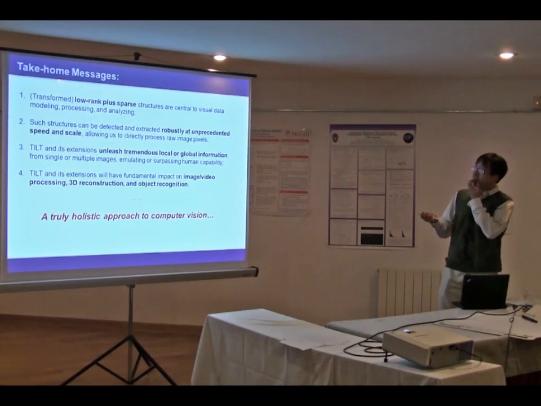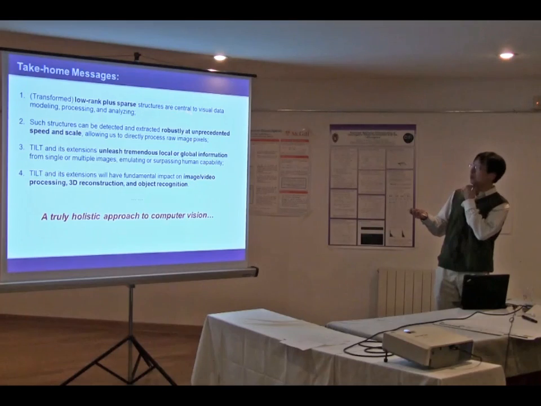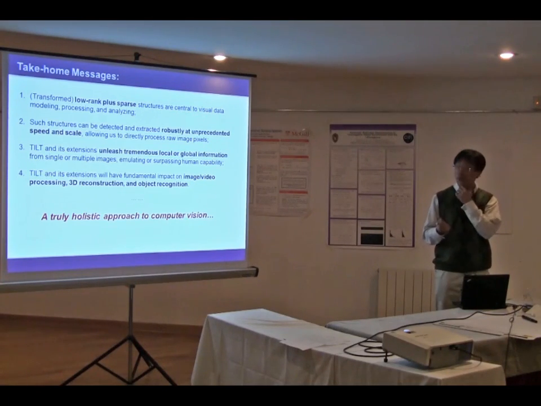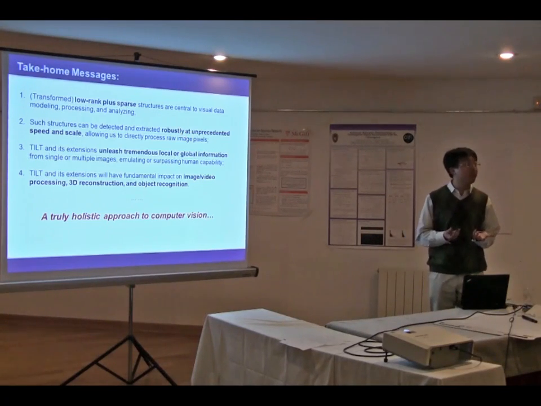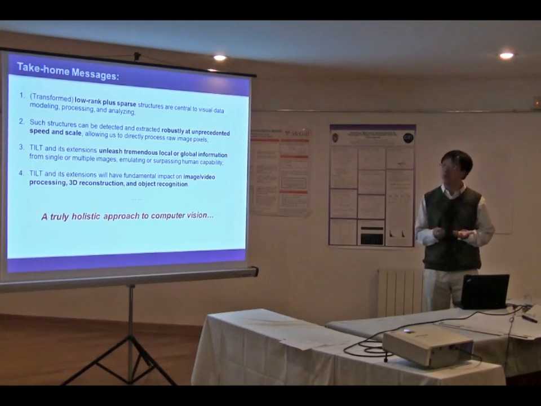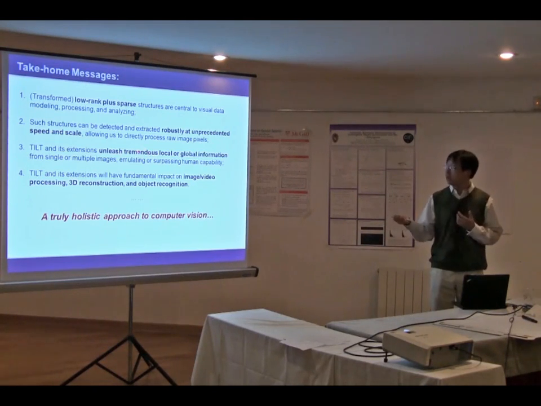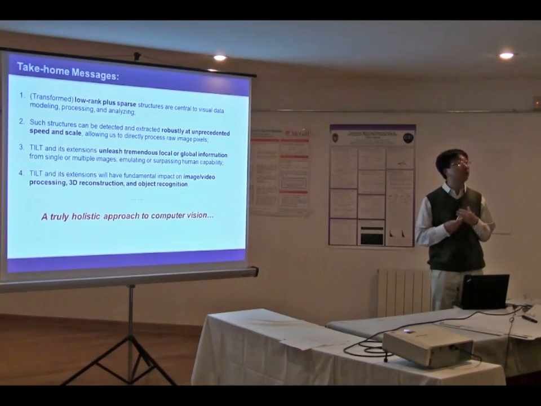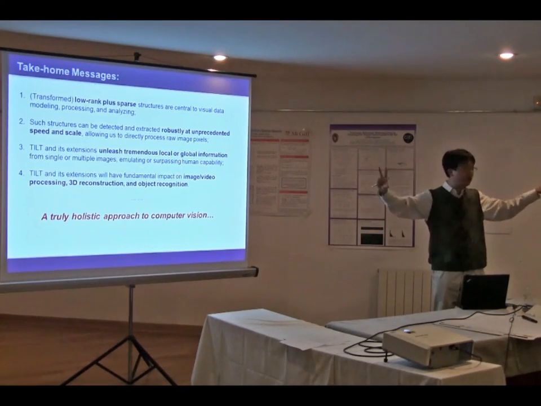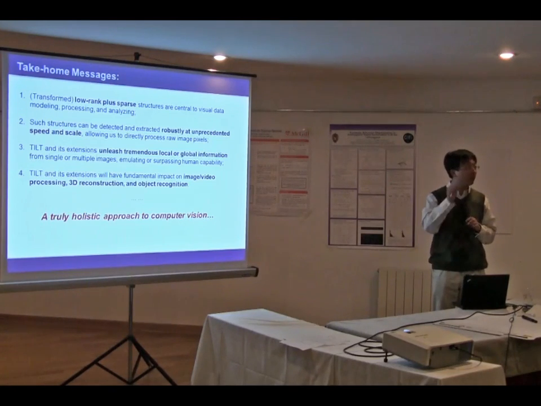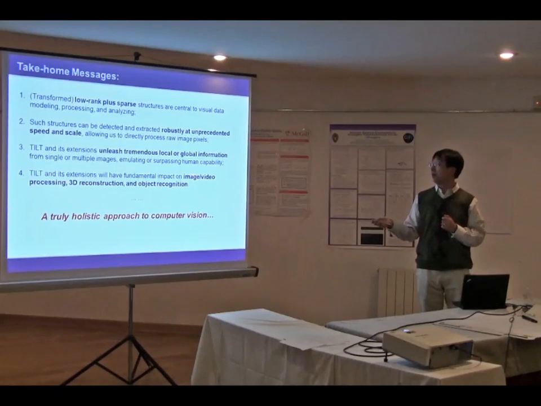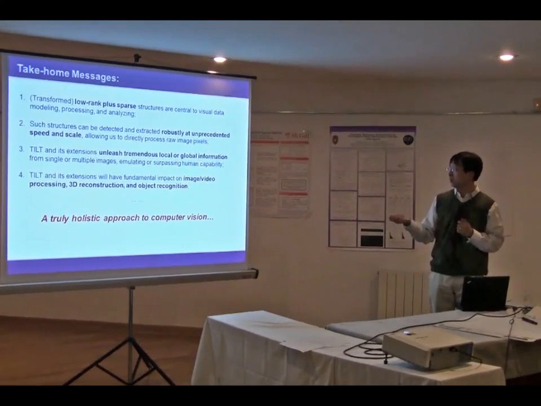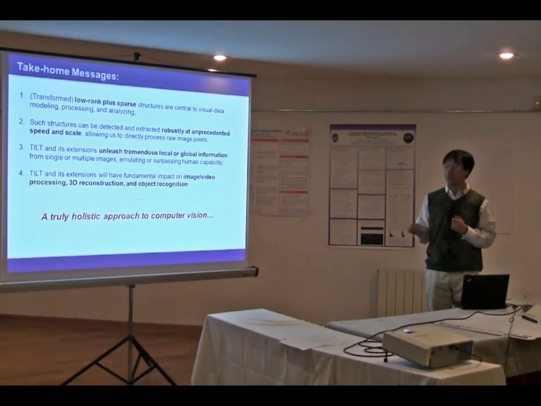Basically, the transformed low-rank plus sparse structures are really central to a lot of visual data. The good news is that, equipped with all the high-dimensional optimization techniques, we can now compute them at unprecedented speed and scale. Everywhere you look, you should have information now. You don't have to rely on individual corners and then try to assemble them later. And hopefully this will have a lot of impact in processing and reconstruction.